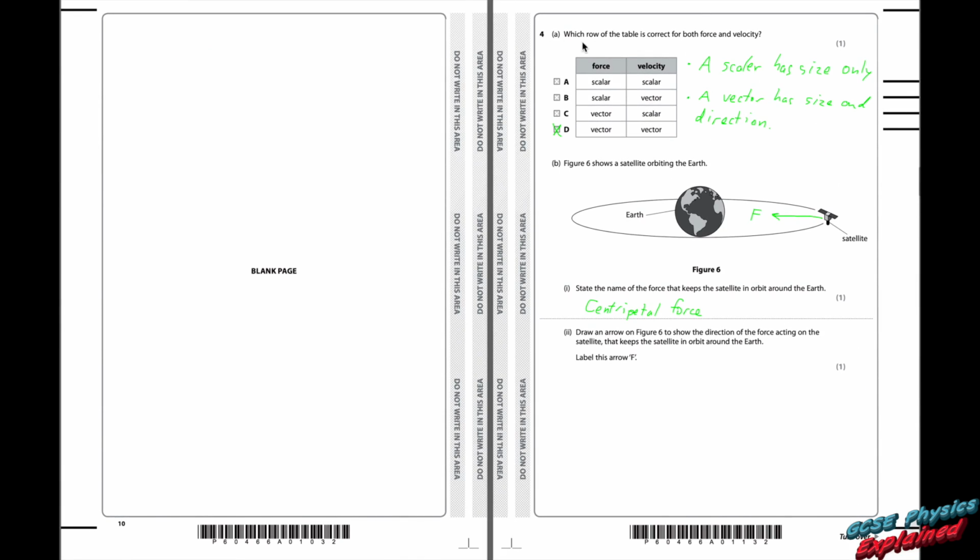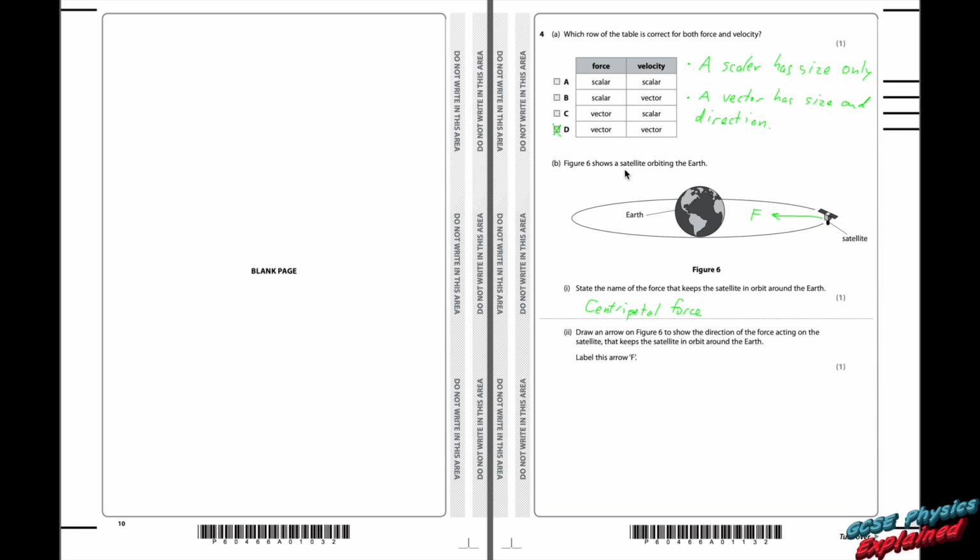Question 4a. Which row of the table is correct for both force and velocity? Well, both force and velocity are vectors. Remember, a scalar has size only, a vector has size and direction. So with a force, you've got to say how big it is, the size of it, and you've got to say in which direction it's pointing. We usually use an arrow. And the same thing for velocity. There'll usually be an arrow to show you which way it's going. So that's the direction and how big it is. So it'll have a number on it.